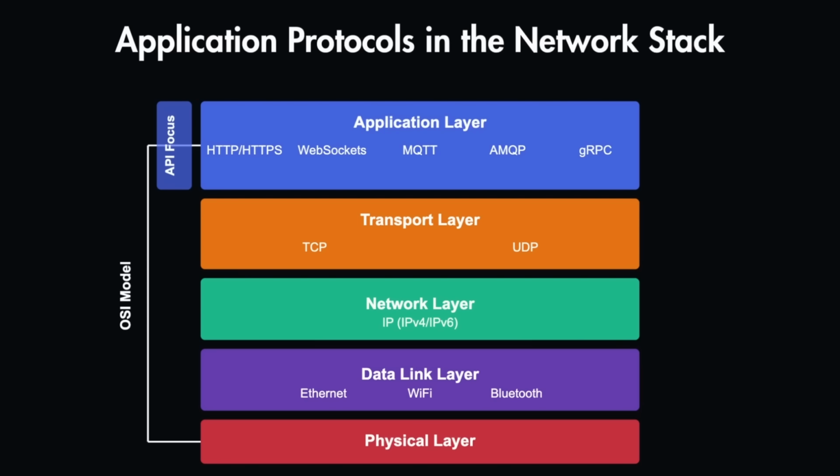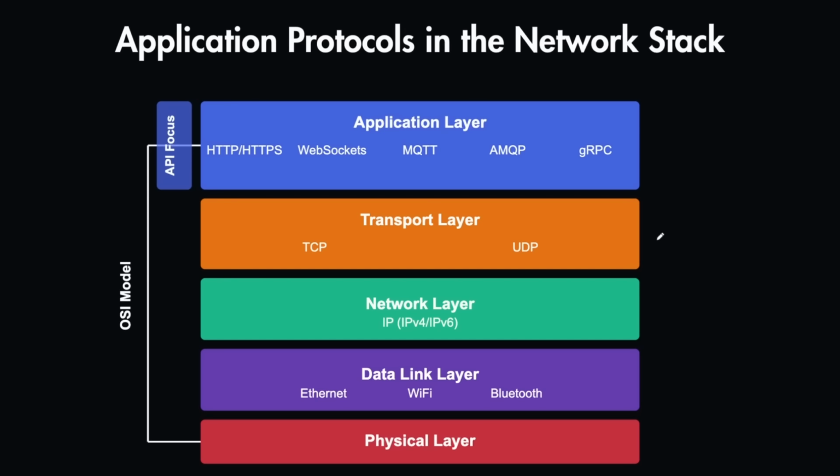Let's start by understanding the application protocols in the network stack. Application layer protocols sit at the top of the network stack, building on top of protocols like TCP and UDP, which are at the transport layer. These protocols at the application layer define the message formats and structures, also the request-response patterns, and management of the connections and error handling.